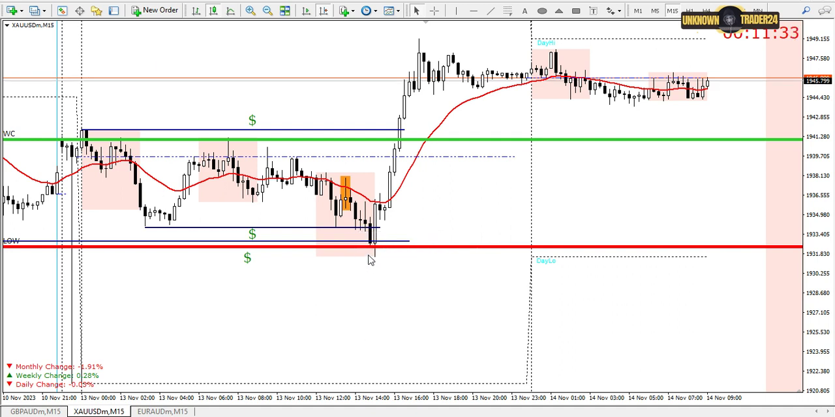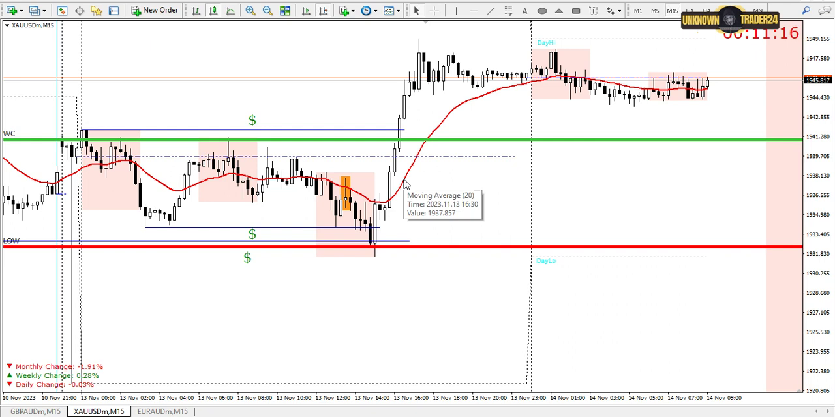Wait, don't just execute on dojis. We need that last engulf that obviously closes inside the EMA. That's the most important thing, and this is an EMA of 20, an exponential EMA of 20.